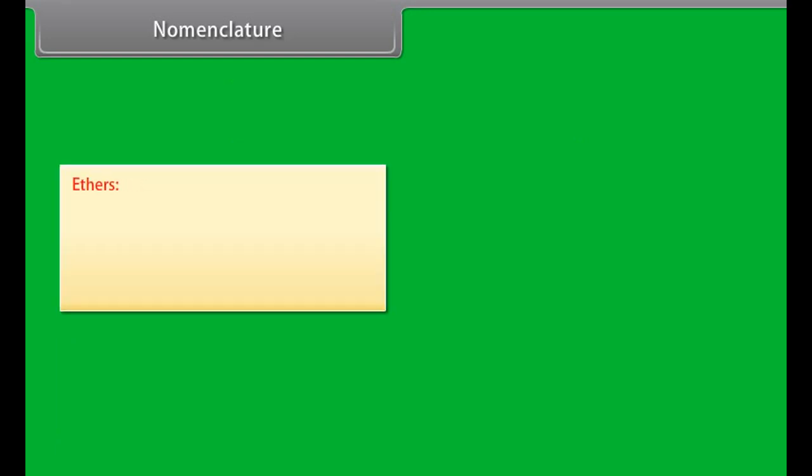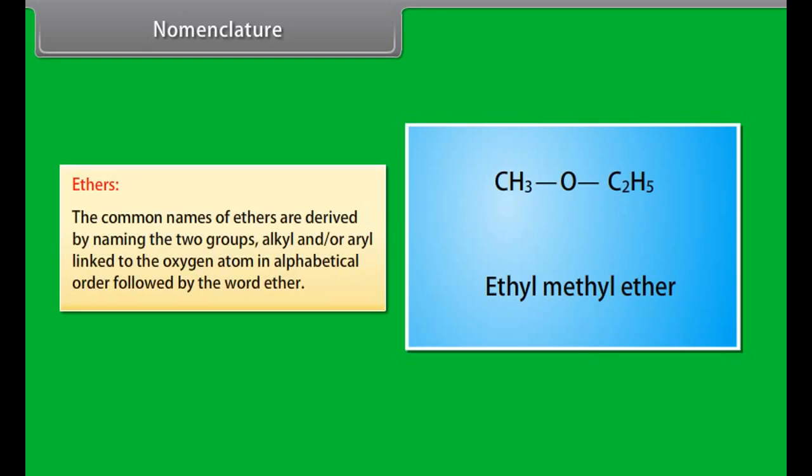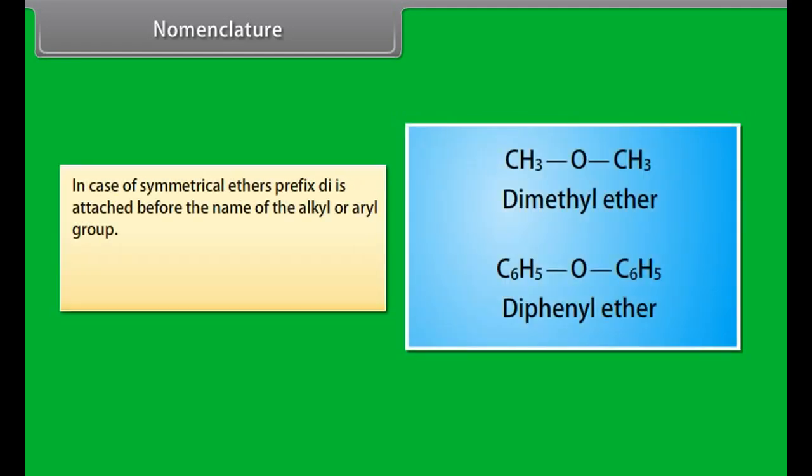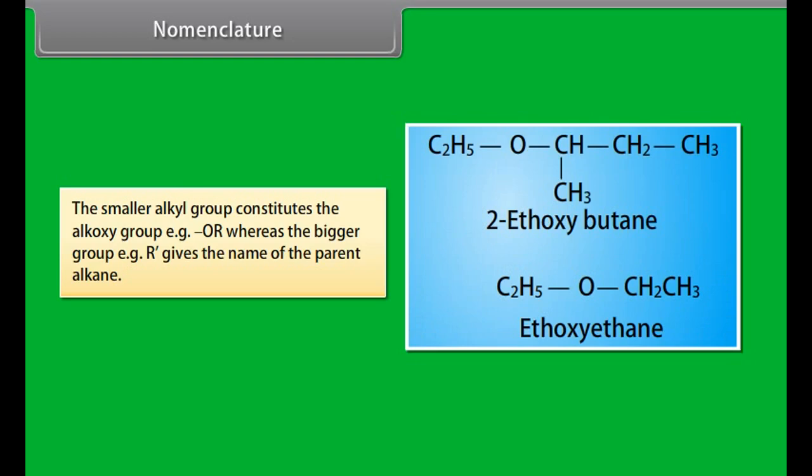Nomenclature. Ethers. The common names of ethers are derived by naming the two groups, alkyl and or aryl, linked to the oxygen atom in alphabetical order followed by the word ether. In case of symmetrical ethers, prefix di is attached before the name of the alkyl or aryl group. According to IUPAC system, ethers are named as alkoxy alkanes. The smaller alkyl group constitutes the alkoxy group, for example OR, whereas the bigger group, example R', gives the name of the parent alkane.